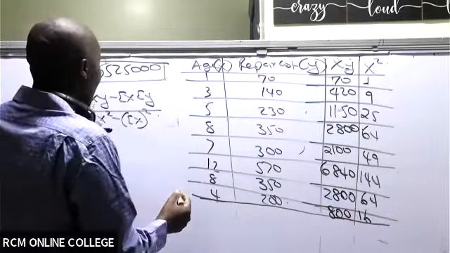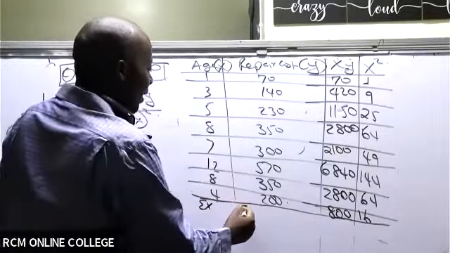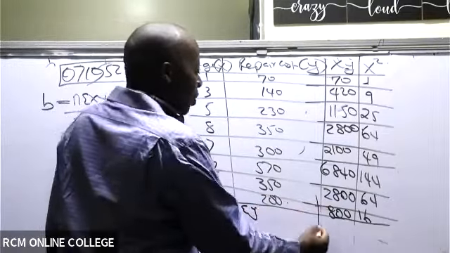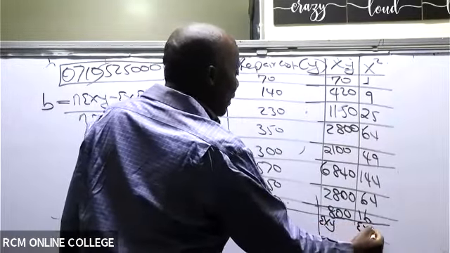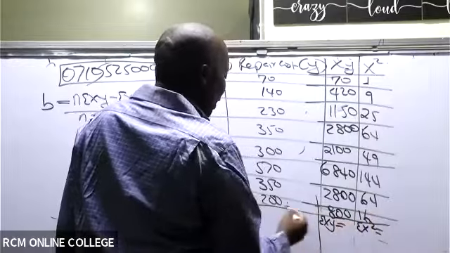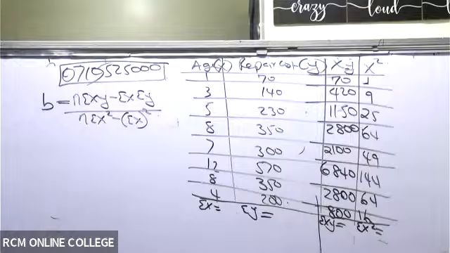So I would need the summation of x here. I would need the summation of y. I would need the summation of xy. And then lastly, I would need the summation of x squared. So can we have ninjas doing different ones? Let's start with sum of x.